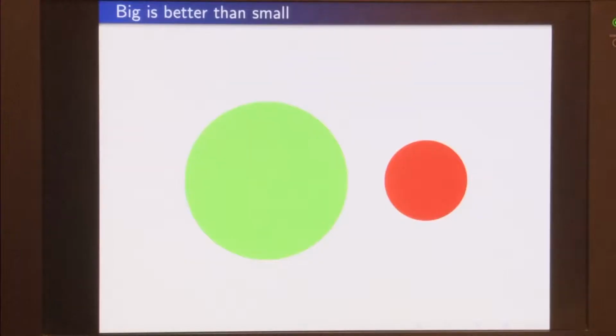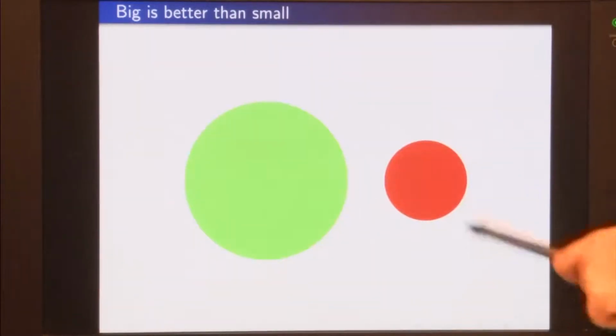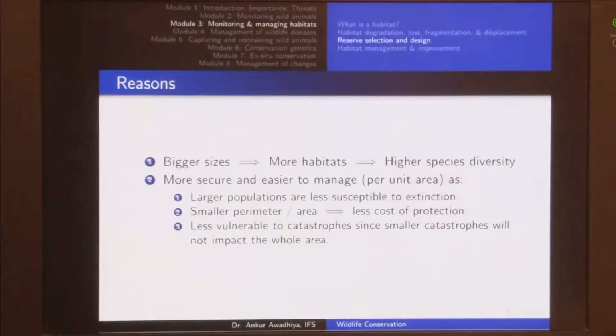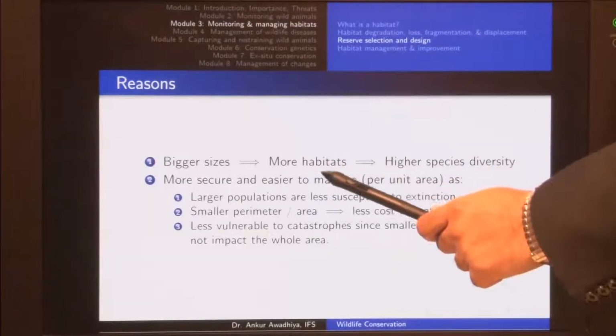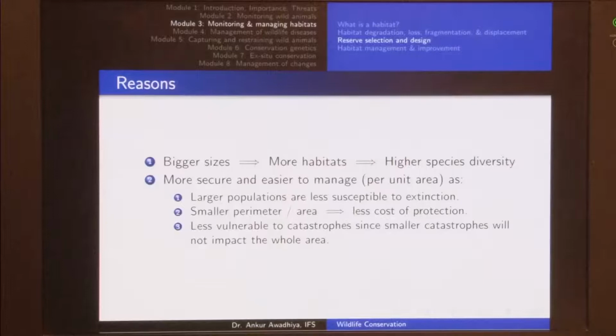So, the first principle is that big is better than small. When you are constructing a reserve, we should have as large an area as is possible. A larger area is always better than a smaller area. Why is that so? This is so because a bigger size means that we have more diversity of habitats, and more diversity of habitat also translates into higher species diversity in that area. When we have a larger area, we would have hills, some grasslands, some patches of water, some marshy lands, and all of these together would provide a much greater species diversity than would be possible with a smaller area.